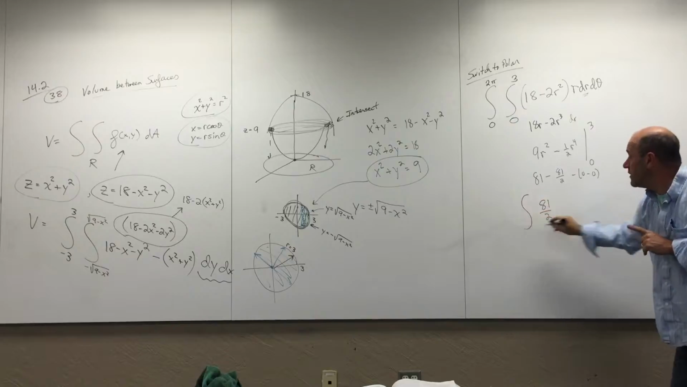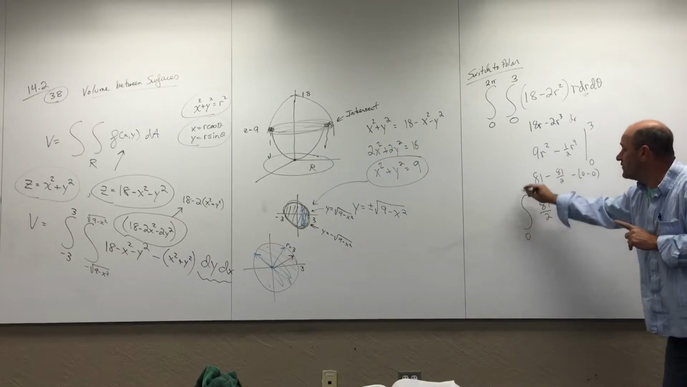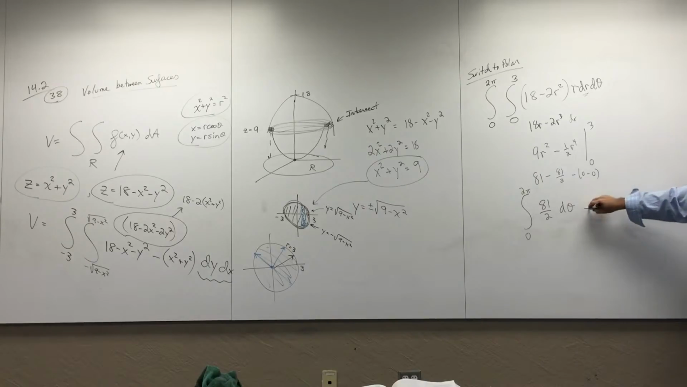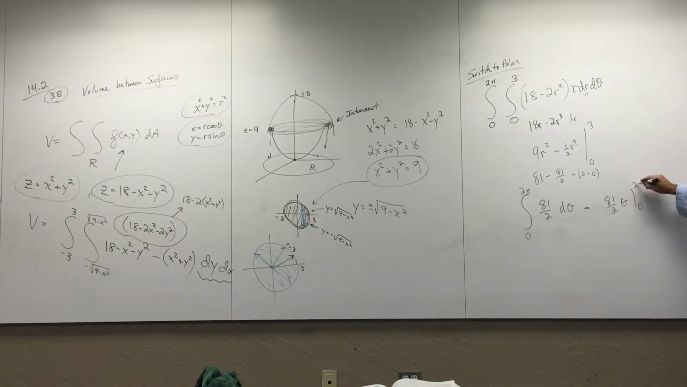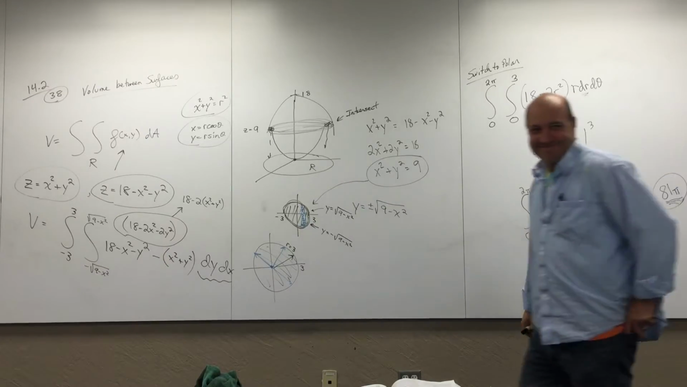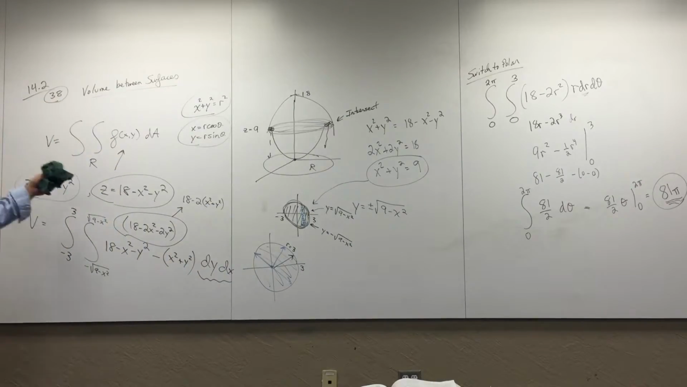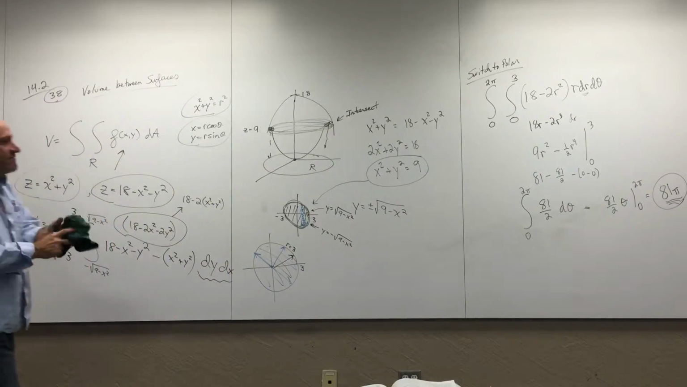We still have to integrate with respect to theta from 0 to 2 pi. This part's real easy. You're integrating a number with respect to theta. It is 81 halves theta. You're going to plug in your 0 and 2 pi. When you plug in 2 pi, 81 pi. 81 pi. That's the volume between these two things.